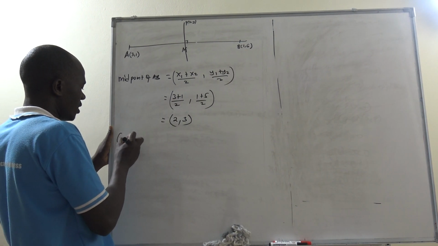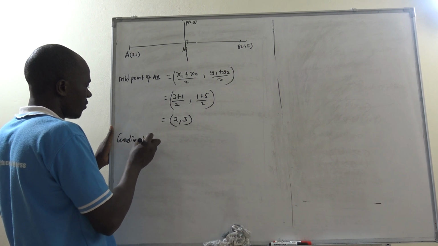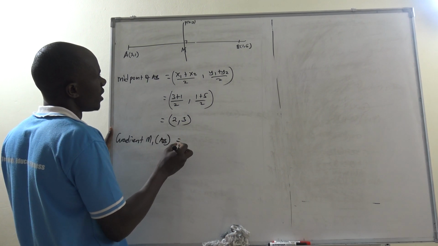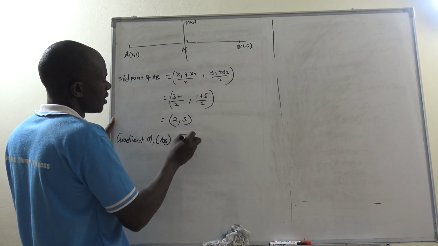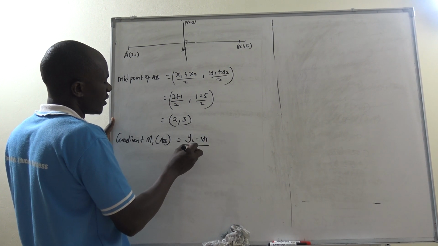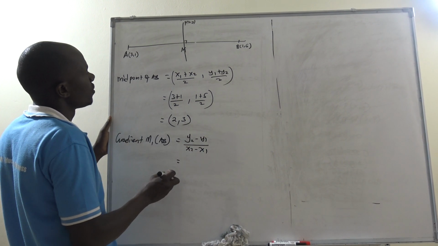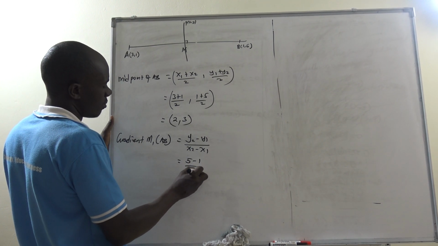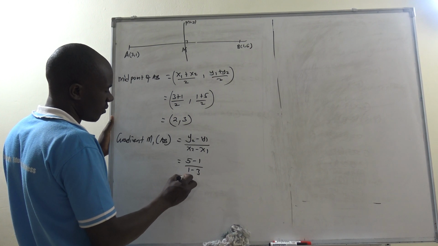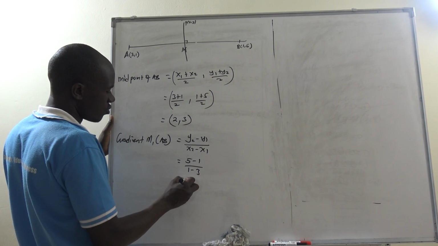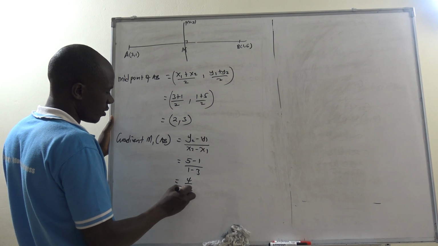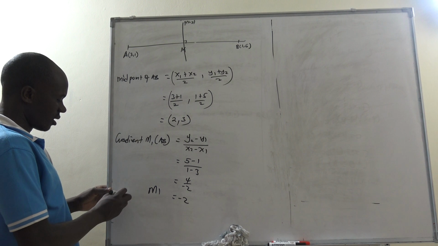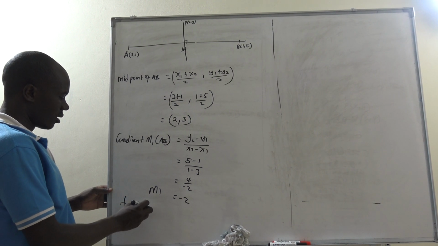So can we get the gradient M1 of line AB, which is y2 minus y1 over x2 minus x1. Our y2 is 5 minus 1, and our x2 is 1 minus 3. 5 minus 1, we are getting a 4 out of -2, which becomes -2. This is M1.